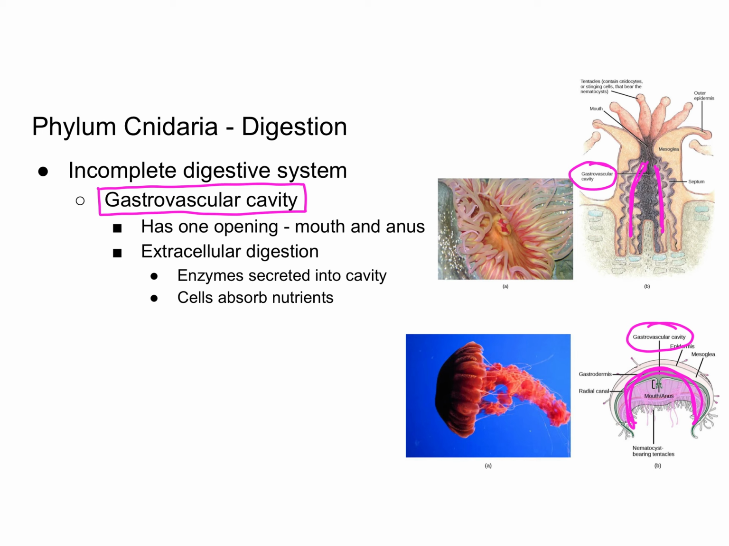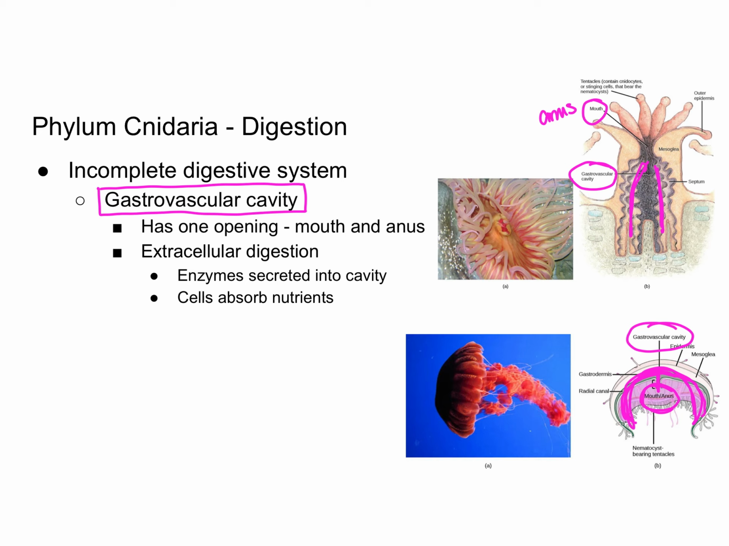There is one opening that includes a mouth and anus. The mouth takes in food and the anus gets rid of waste products. You can see that here. This is a mouth anus leading into this gastrovascular cavity. Same thing here where it shows a mouth. It doesn't really label it as an anus, but it is also the anus here.